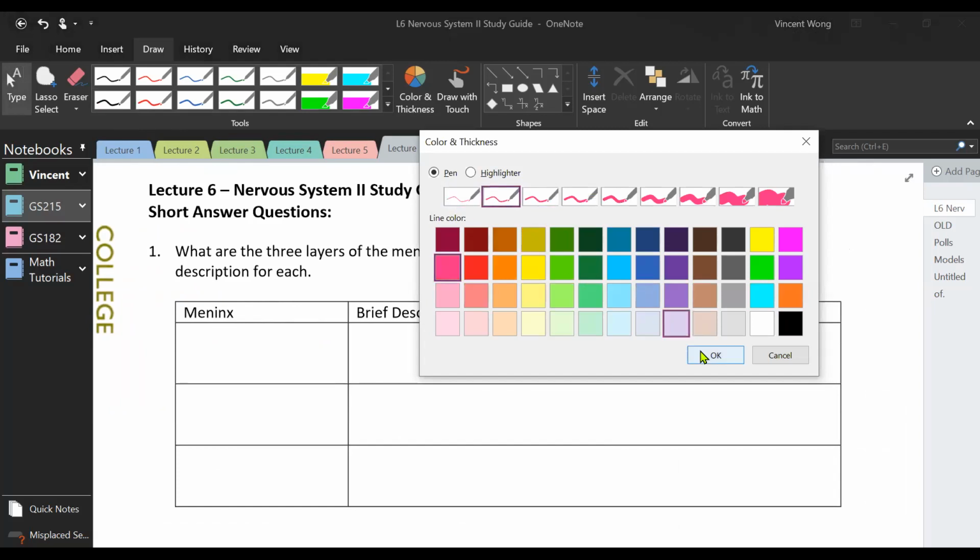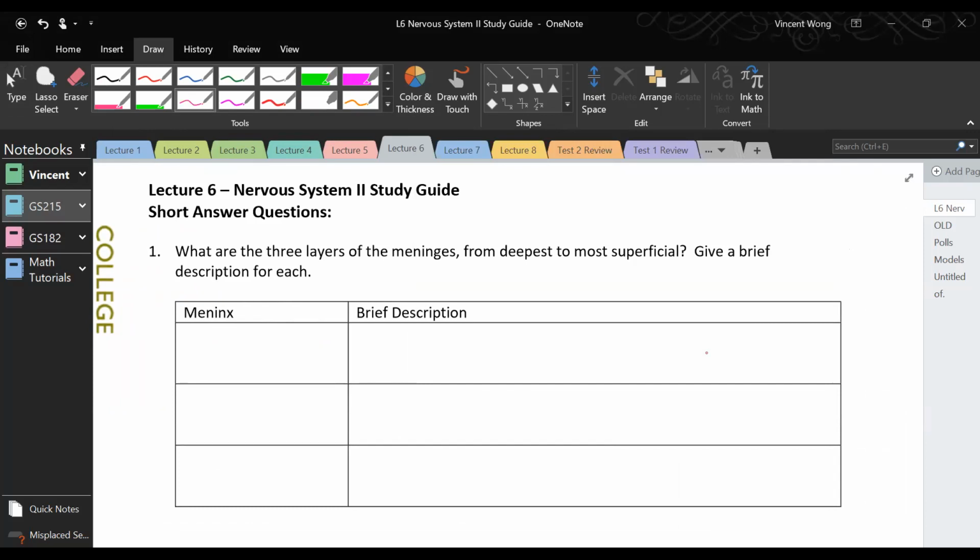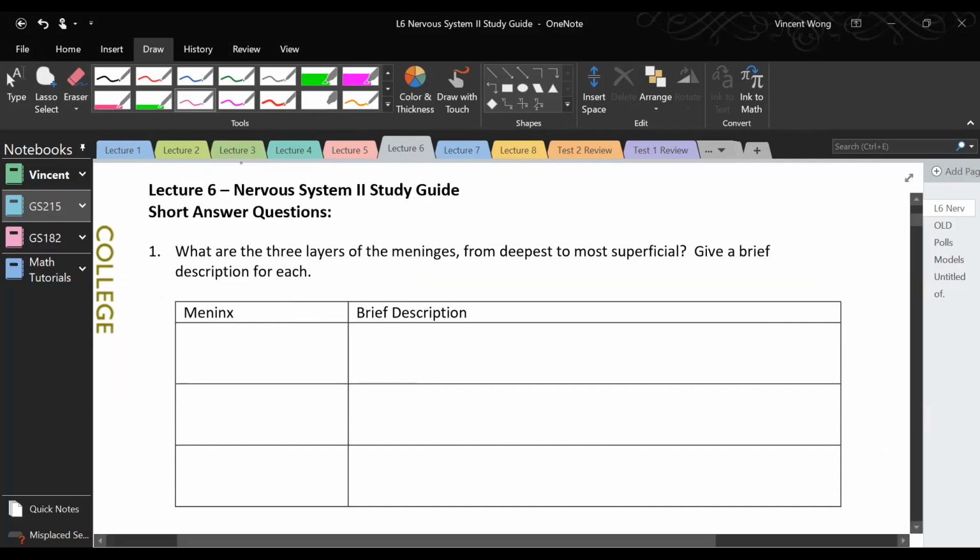Okay, first question. What are the 3 layers of the meninges from the deepest to the most superficial? Give a brief description for each. Okay, so the 3 layers of meninges, starting with the deepest layer, is going to be the pia mater. Pia mater is spelled M-A-T-E-R. It's not matter, it's mater. Individually they are called meninx, and together plural is meninges.